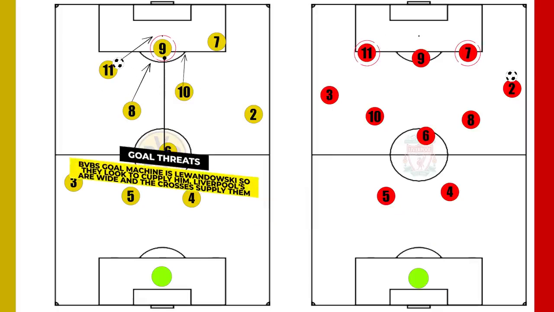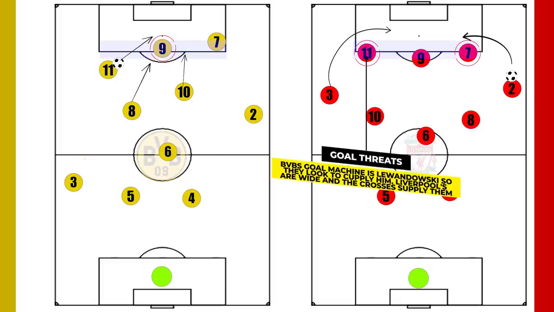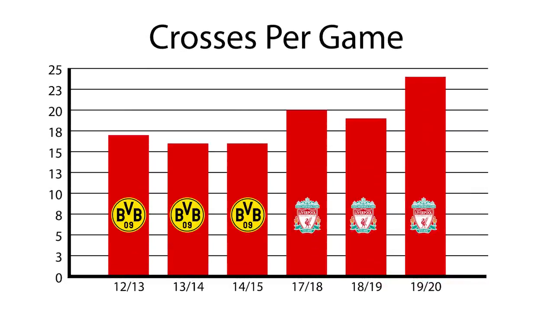Dortmund looked to penetrate through the centre of the low block to supply Lewandowski, and the major goal-scoring burden was on the centre forward. Liverpool looked to go around the deep block by giving their inside forwards the time to overload the box whilst the fullback had the ball. And as a result, the goal-scoring burden is on the wingers rather than the centre forward. The stats bear this out as well, with Liverpool attempting significantly more crosses than his Dortmund side.